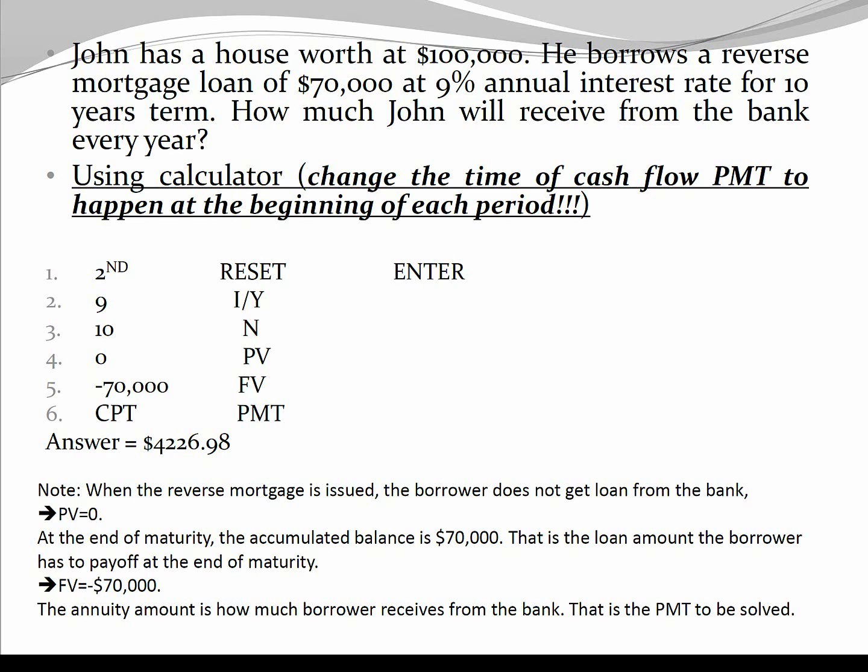So we have to pay attention in this case. To calculate reverse mortgage, we need to change the time of cash flow on your calculator to the beginning of each period. So the interest rate is 9%, number of periods is 10 years. There is no down payment, so present value equals 0. At the end of maturity, the borrower has the obligation to repay $70,000 to the bank, so the future value will be a $70,000 cash outflow. We can compute the period payment.